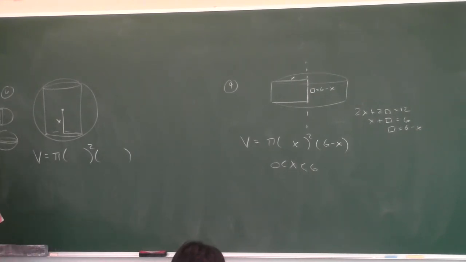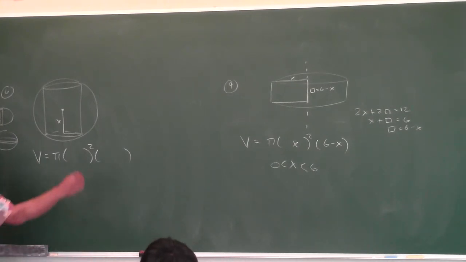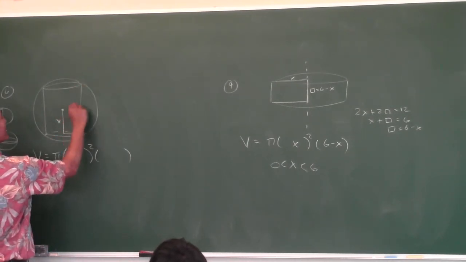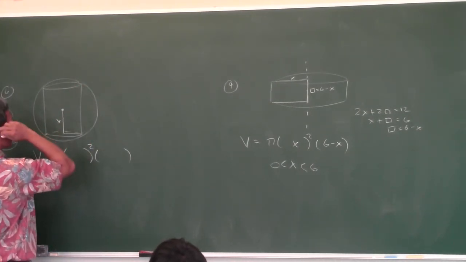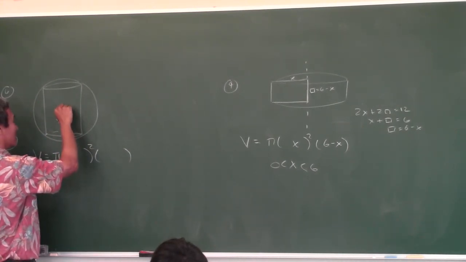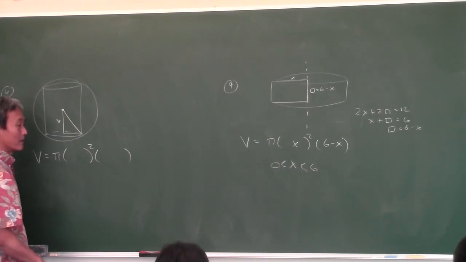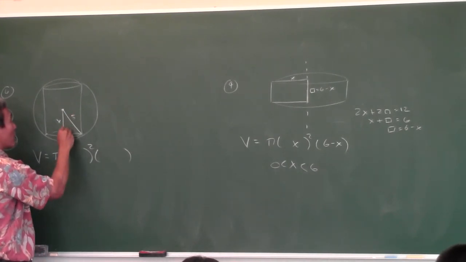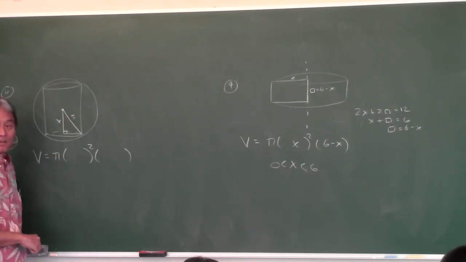The only other information given here is the radius of the sphere is 5. Okay, let me ask you this. How do I draw in the radius of the sphere to help me solve this problem? Where do I draw it? Let's draw it right there. You know why? Because now you have a right triangle. That means you can use the Pythagorean theorem.